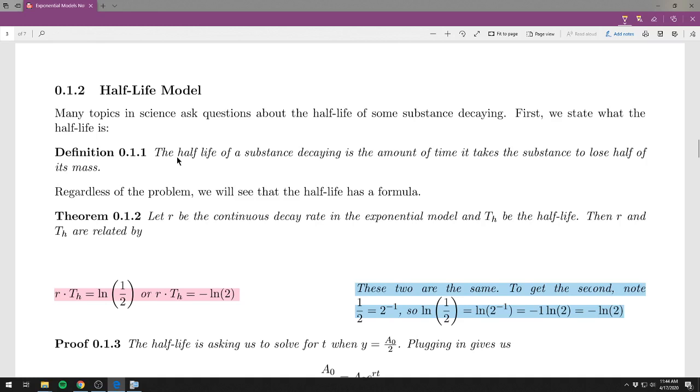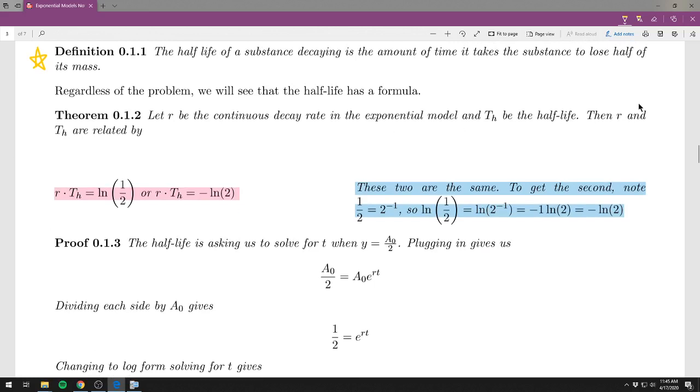Right. And the half-life of a substance, this is a definition. This is kind of a science definition, but it's useful to write down. The half-life of a substance decaying is the amount of time it takes the substance to lose half of its mass. So if it starts with 100 milligrams or something, and it takes 10 hours to get to 50 milligrams, that's half. We would say its half-life is 10 hours, the amount of time it took.